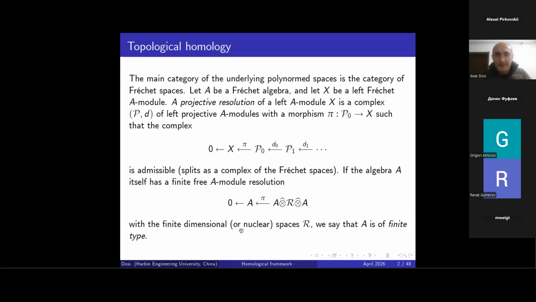If the algebra itself has a finite free A-bimodule resolution with finite dimensional spaces, they are the free bimodules, but they must be finite dimensional spaces, or sometimes nuclear will be enough, we say that A is of finite type. This is the general definition of what is meant by an algebra of finite type.